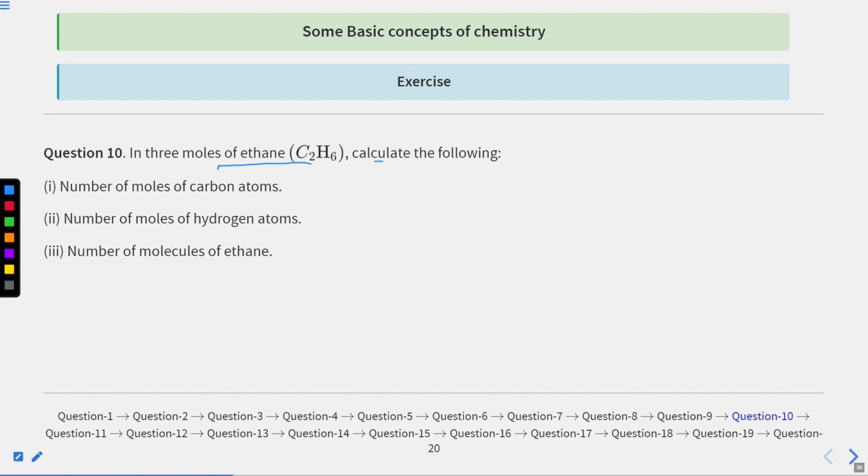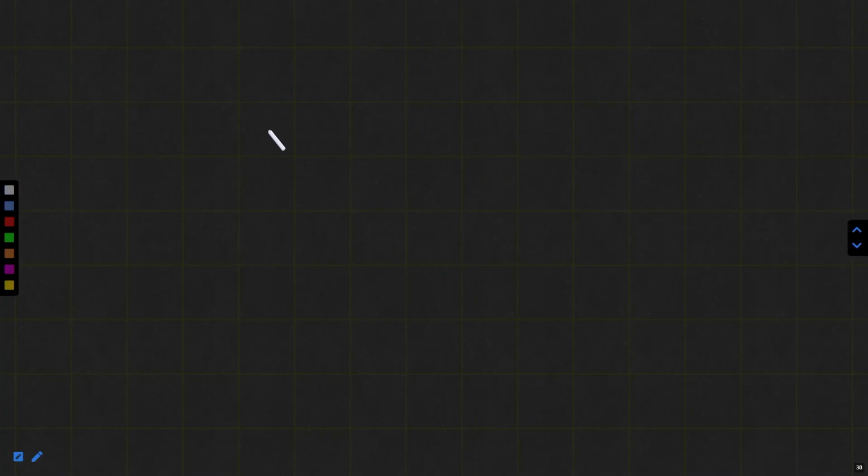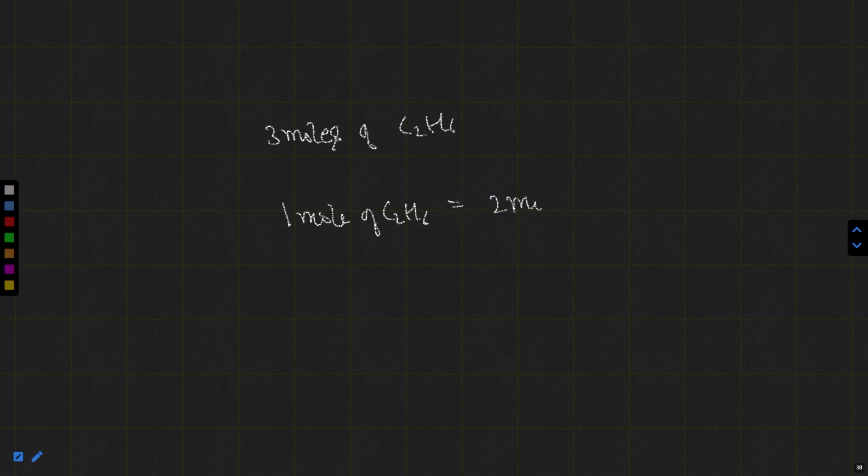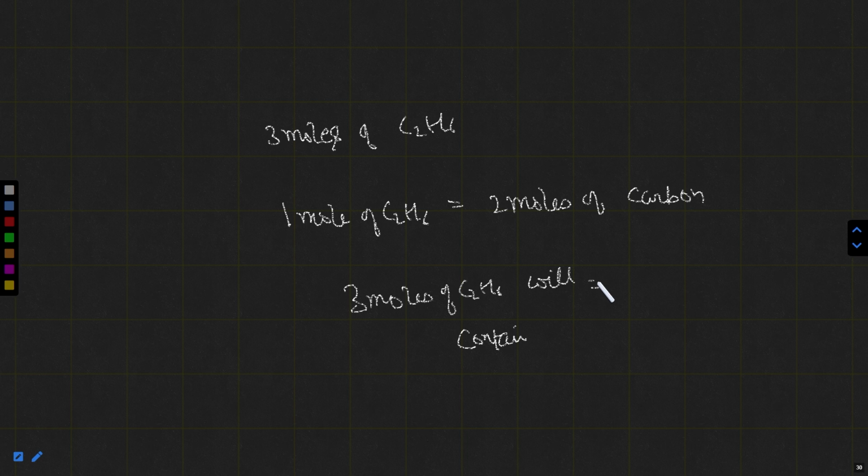In 3 moles of ethane, calculate the following. The number of moles of carbon atom. First is number of moles of carbon atom. So we have 3 moles of C2H6. Now 1 mole of C2H6 contains 2 moles of carbon. So 3 moles of C2H6 will contain 2 into 3 moles of carbon. That is 6 moles of carbon.